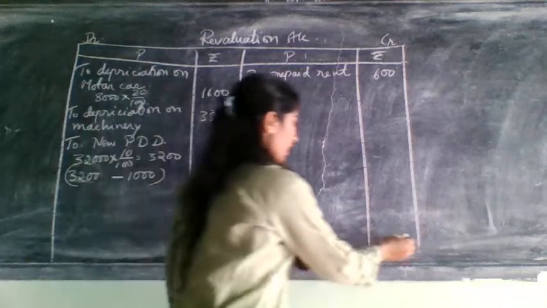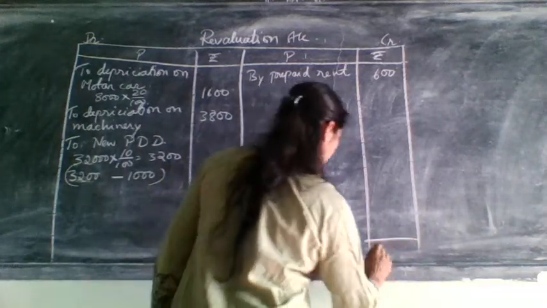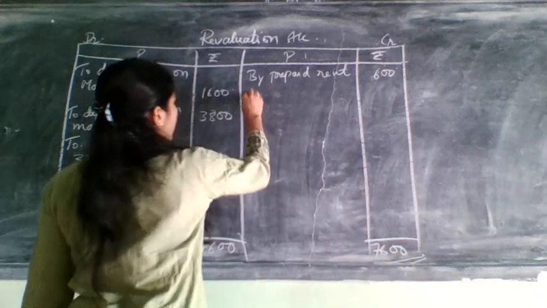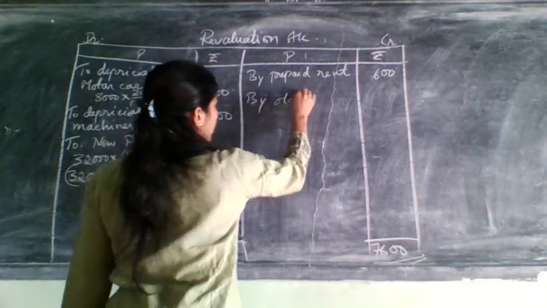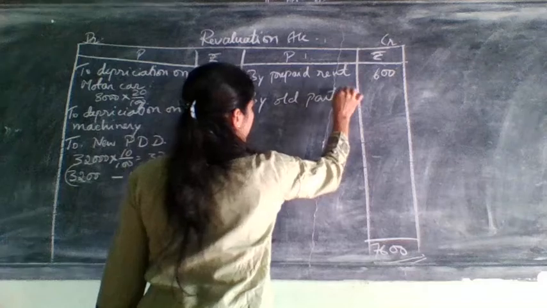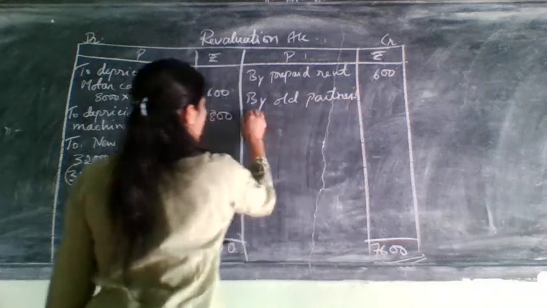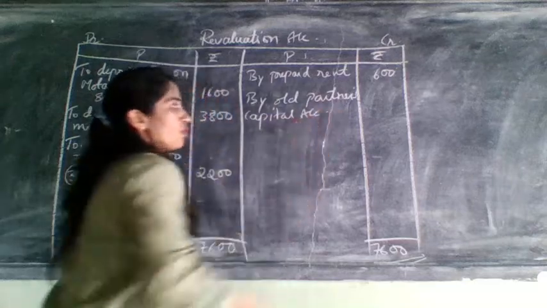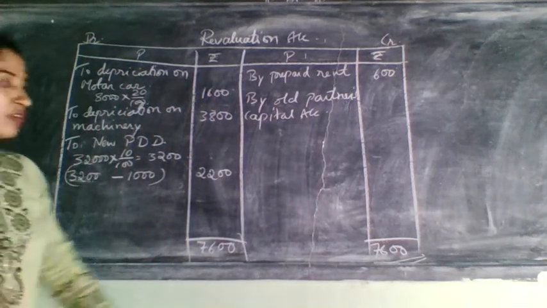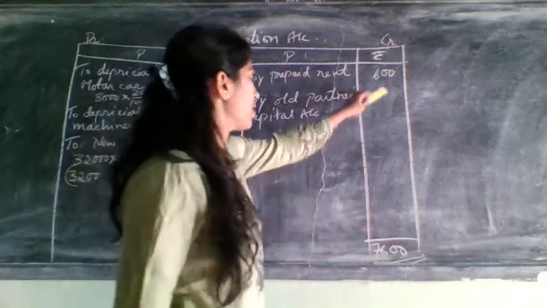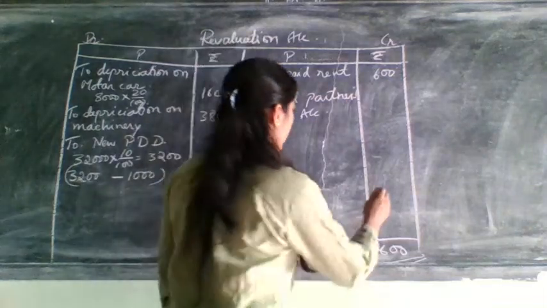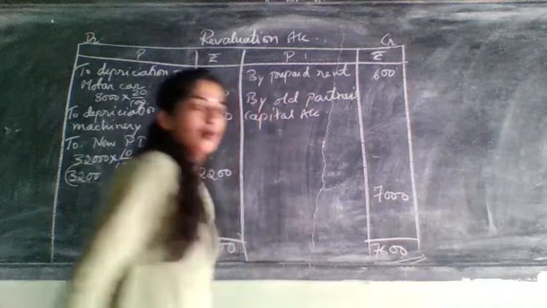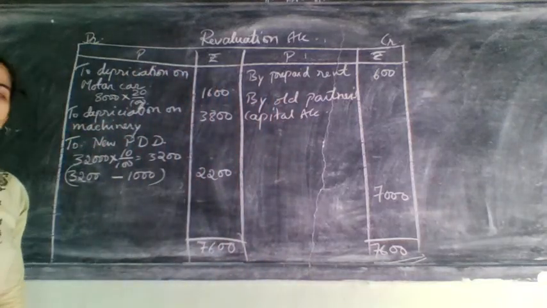7,600. So bring it to which side? Lesser side, that is credit side. 7,600. So by transfer to whom? Old partners capital account. Transfer to old partners capital account. So from 7,600 minus 600, it will come how much? 7,000.